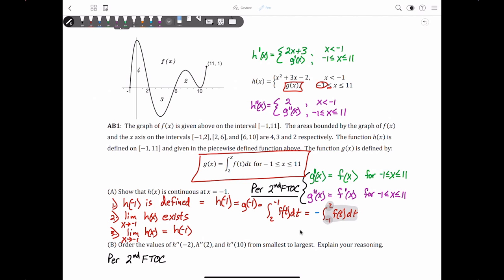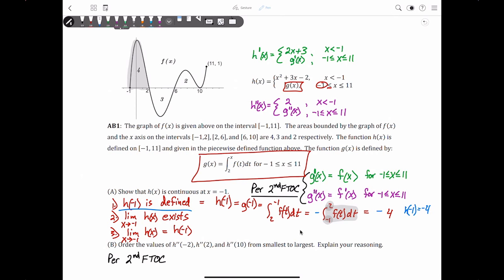In this case, we're going to look at the f function. We're going to go from -1 to 2, and we want to find this area here. Well, this area is given to us as +4 because it's above the x-axis. So that would be +4. But because we used a law of integration and flipped the bounds, it's actually going to be -4. So h of -1 is defined, and it's equal to, I'll write it over here, h of -1 is equal to -4.